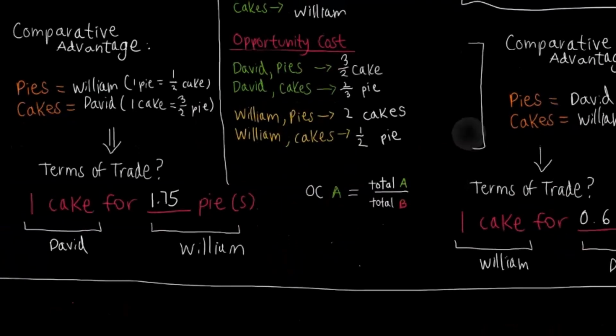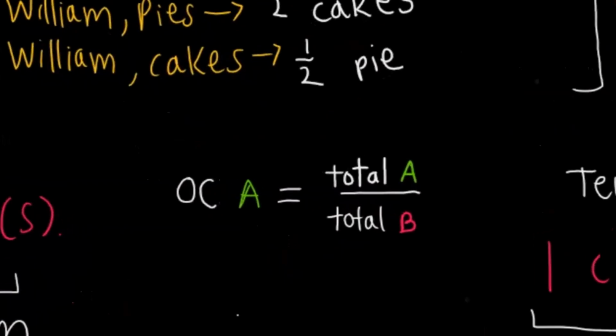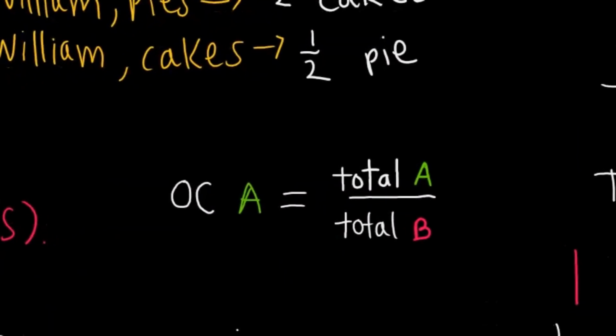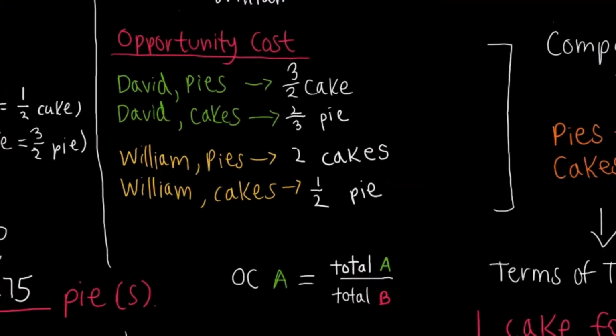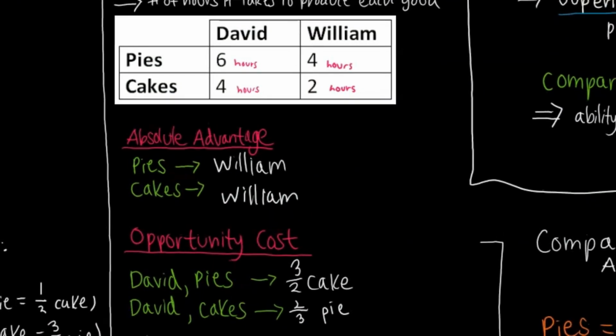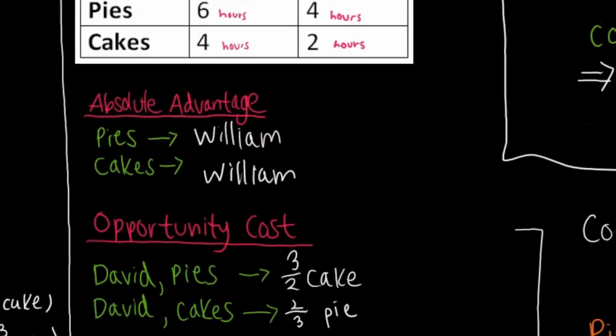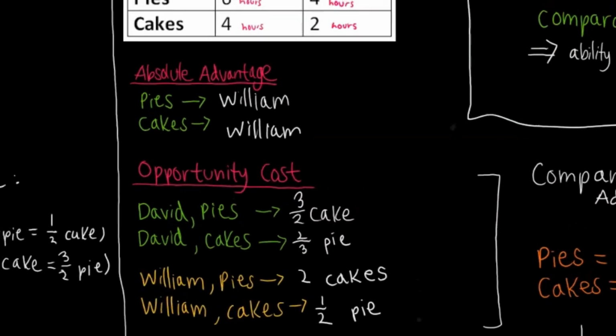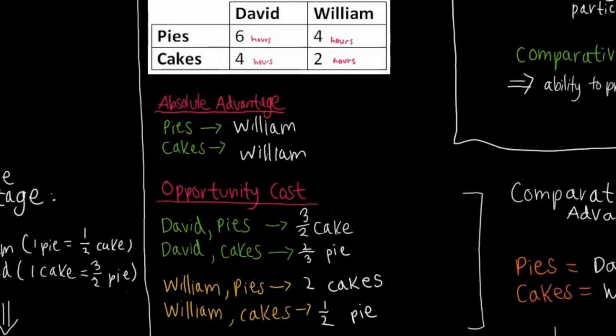Now, if we're talking about opportunity cost, here is the other formula. We already had a formula for output questions, but the formula for input questions is pretty much the same thing, but flipped. The opportunity cost of A is equivalent to the total of A over the total of B. Let's find the opportunity cost of David and his pies. Pies is good A, so the total of A is 6, over the total of B. Good B here is cakes, so 6 over 4, which simplifies to 3 halves. Now we take the reciprocal of that, which is 2/3, and we've just solved that problem in 10 seconds.